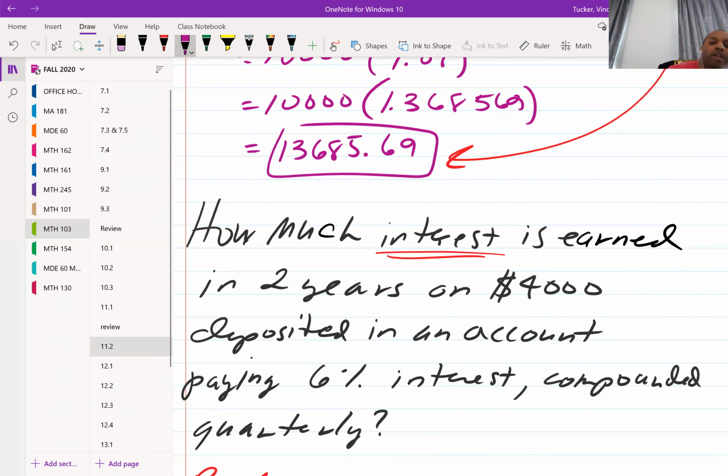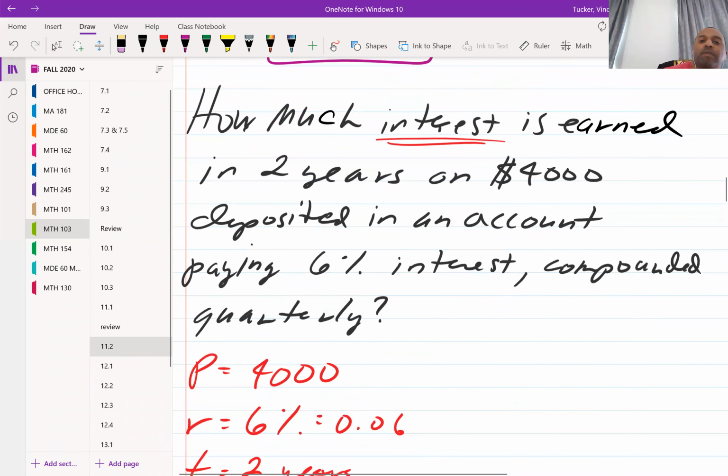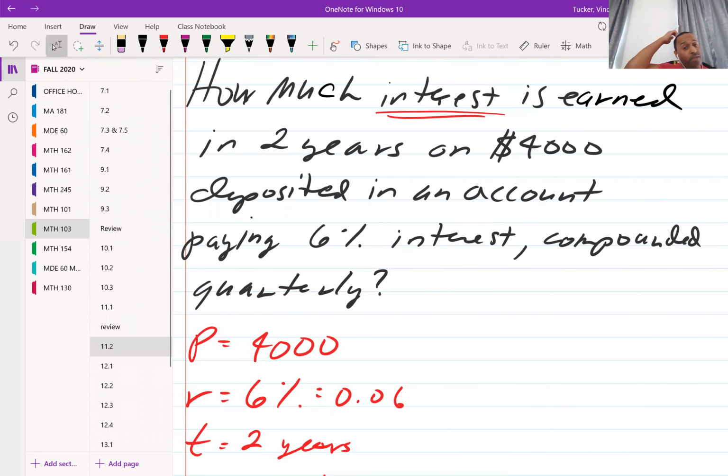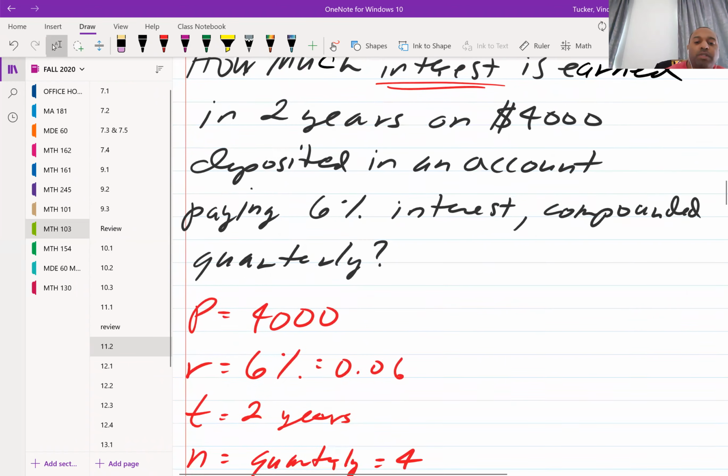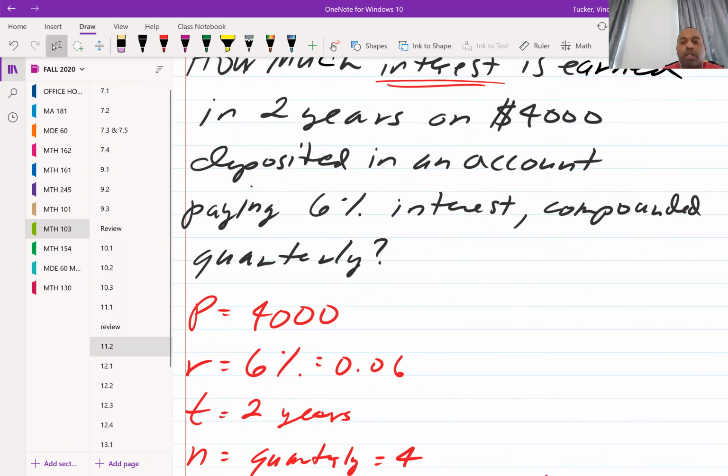The one thing we pointed out here is that we're looking for the interest earned. So let's see how we go about doing that. First of all, as always, you write down your givens. P is 4,000, R is 6%, or 0.06. It's going to be done in 2 years, quarterly compounded. So that means N is equal to 4.